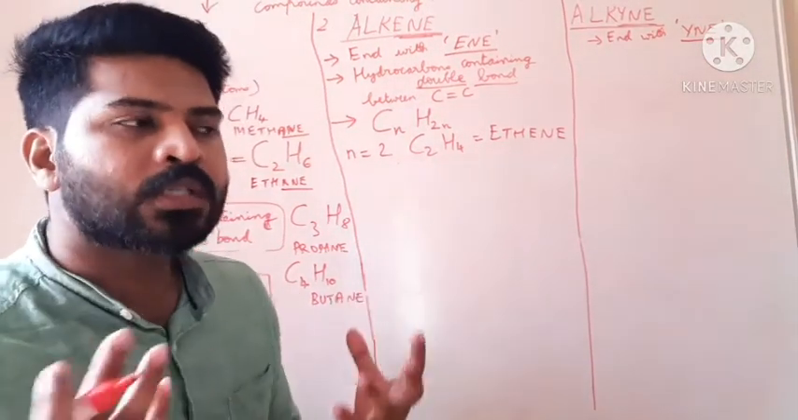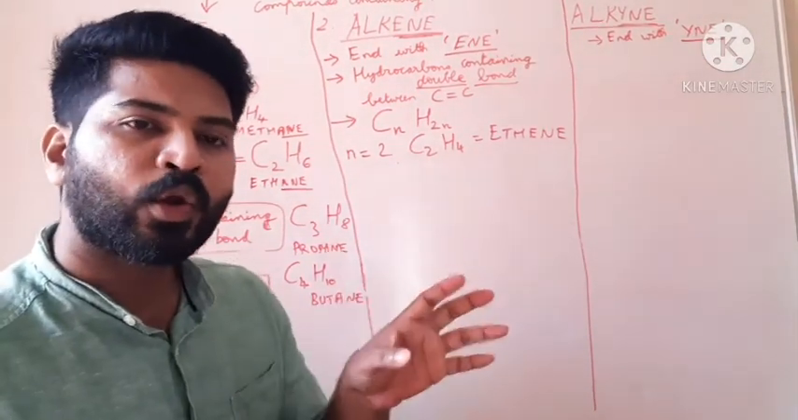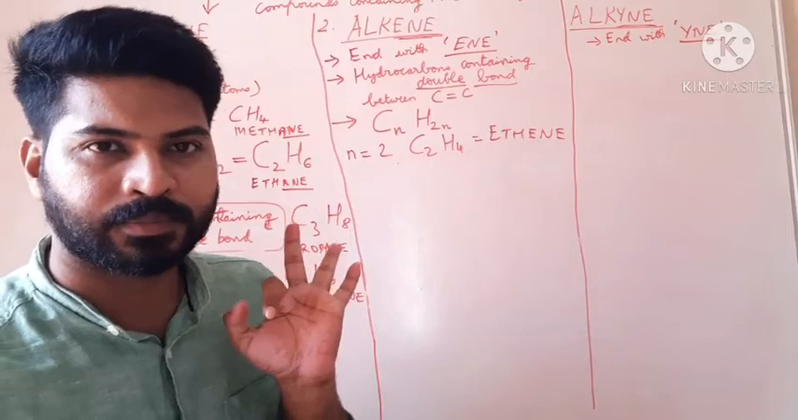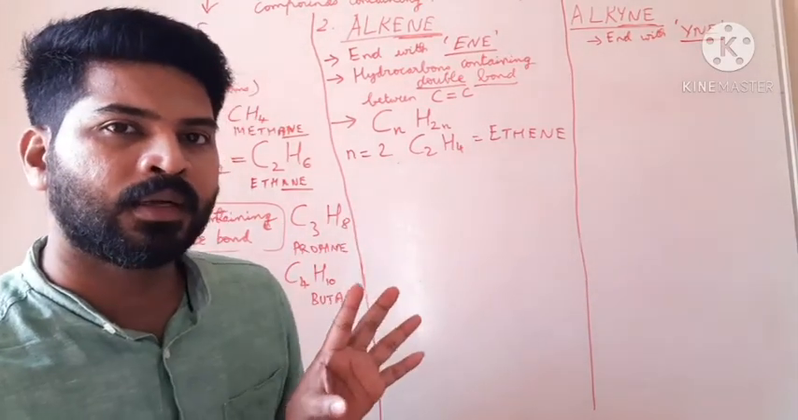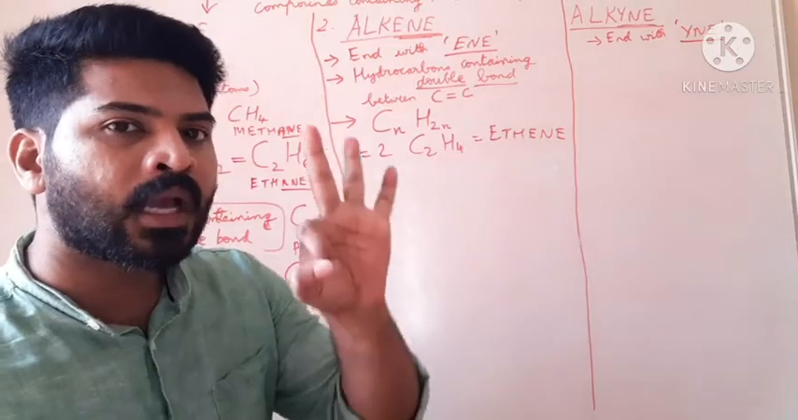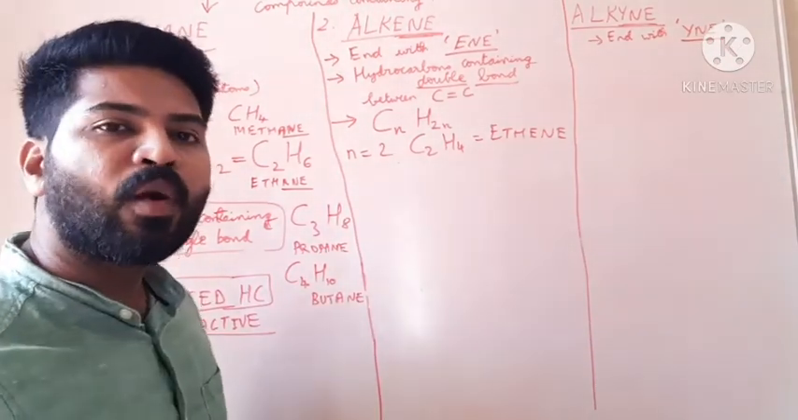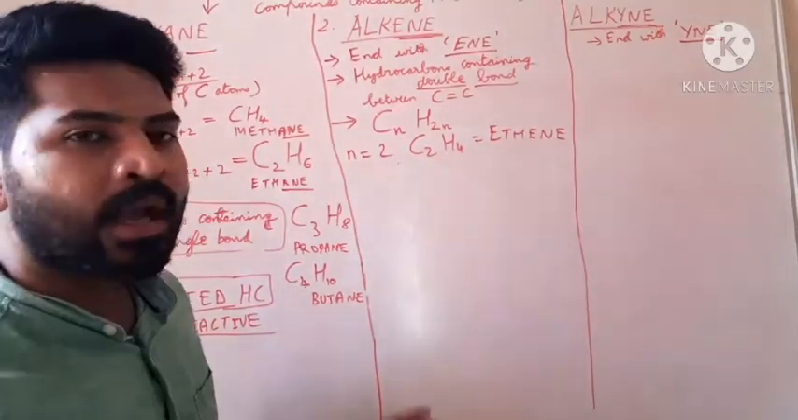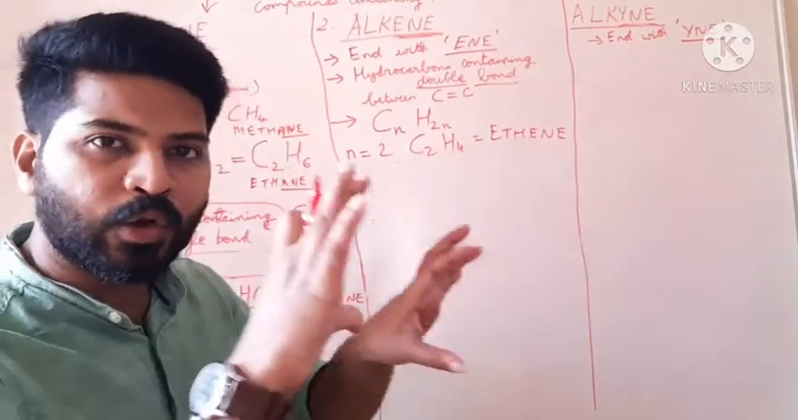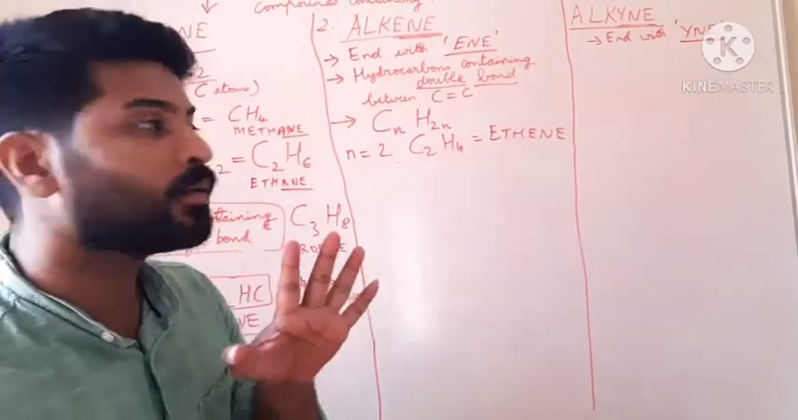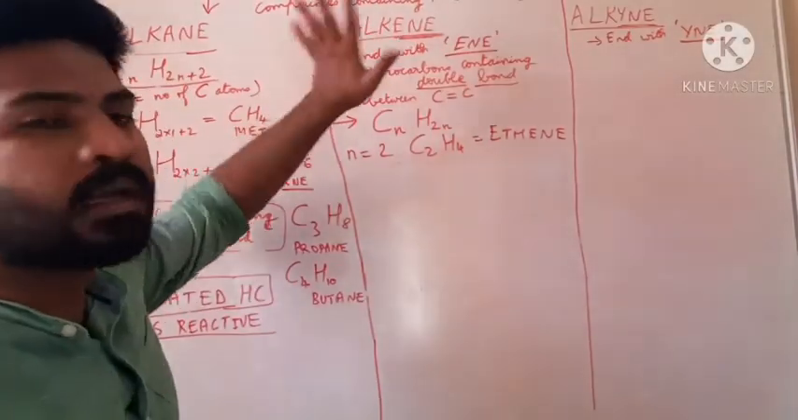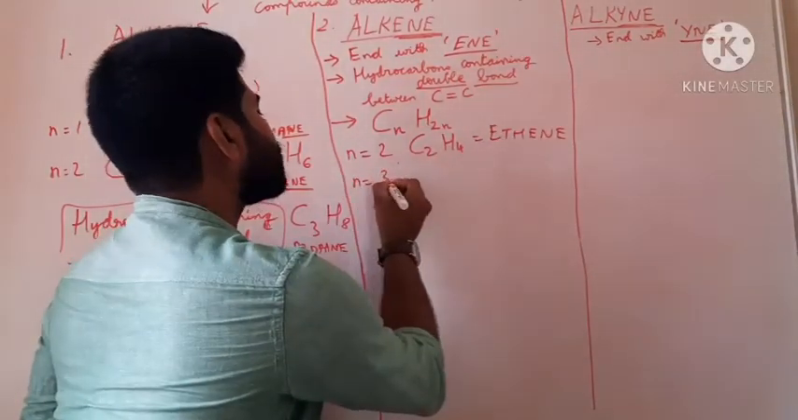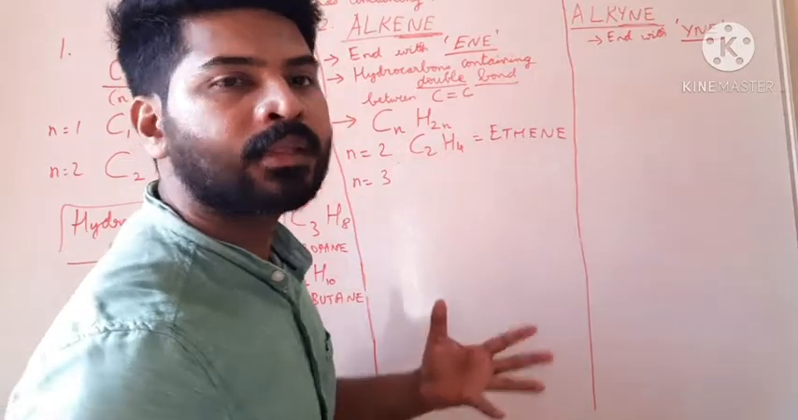Let us look at a possible question. A hydrocarbon containing a double bond has 3 carbon atoms. Write the chemical formula and structural formula. Name this hydrocarbon. So it is a hydrocarbon, which means there is only carbon and hydrogen. It has a double bond, which immediately tells us that it is an alkene. And they say that there are 3 carbon atoms, so n equals 3. You will get questions like this most probably.